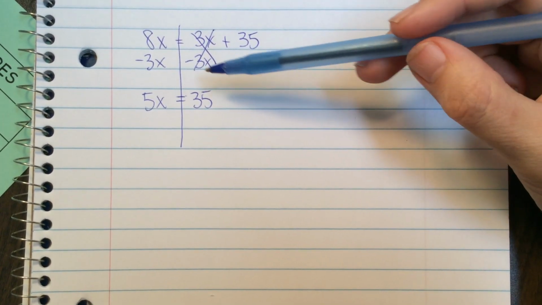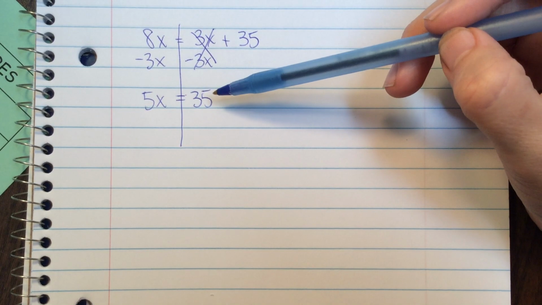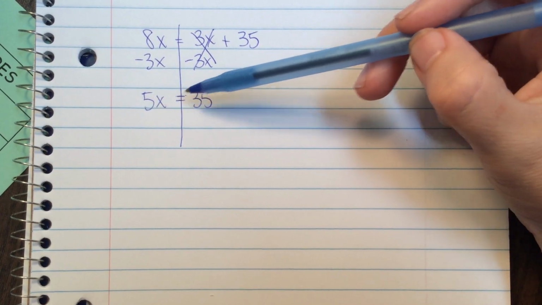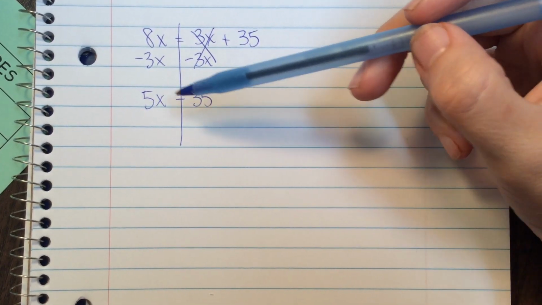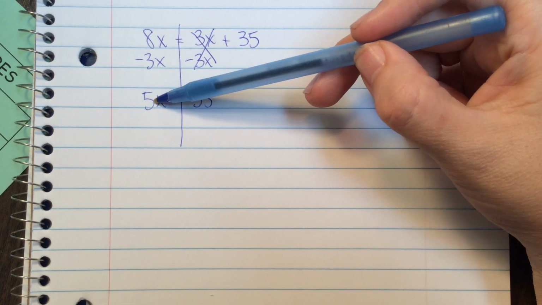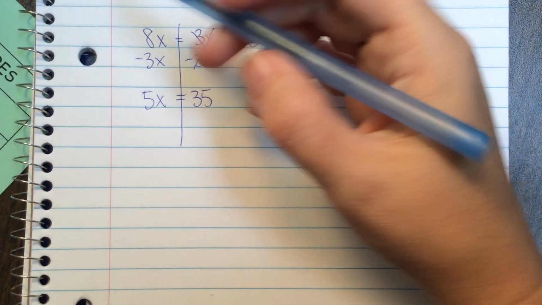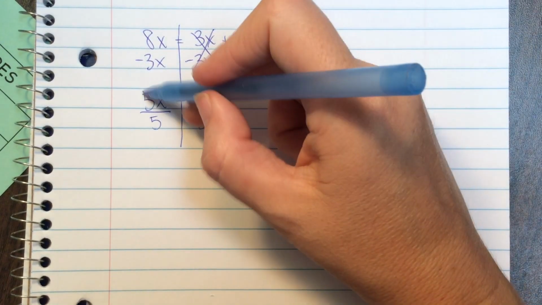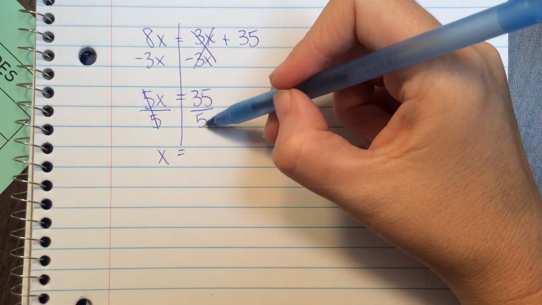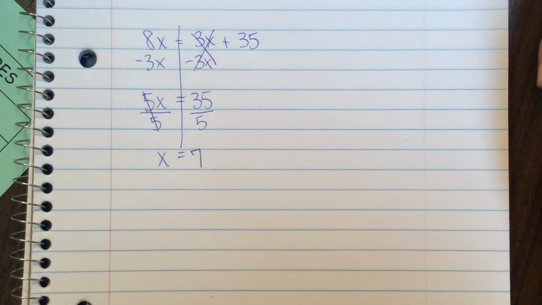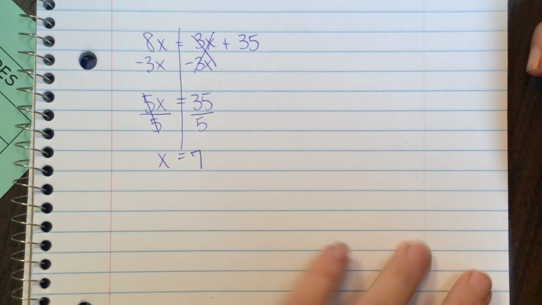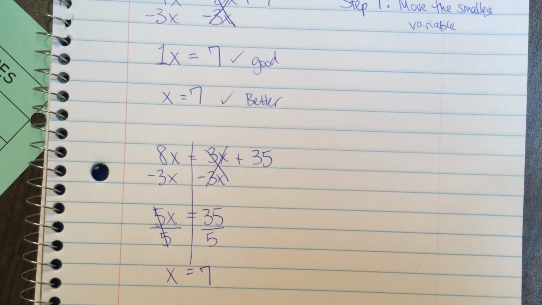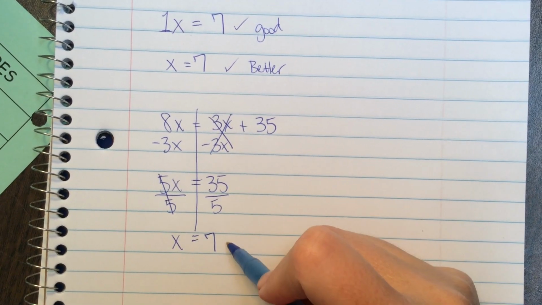And then now I just have a one-step equation. 5x equals 35. So 5 times something equals 35. And then don't forget, 5 is being multiplied by x. So the opposite of multiplication is division. So we're going to divide by 5 on both sides. So 35 divided by 5 is 7. That's actually kind of funny. I did not mean to do that. But both of our answers have been 7 so far. But that is the answer.